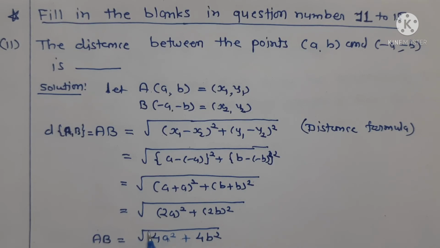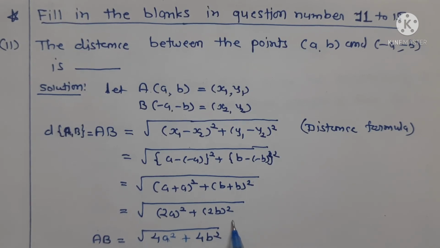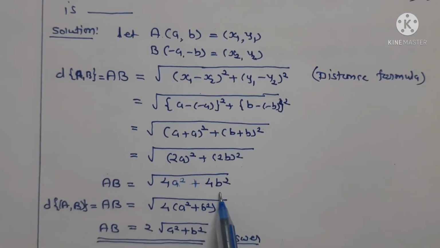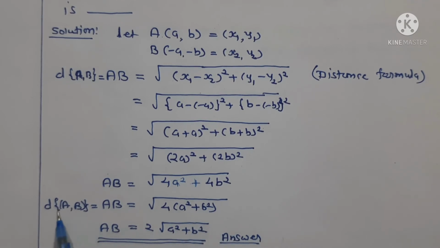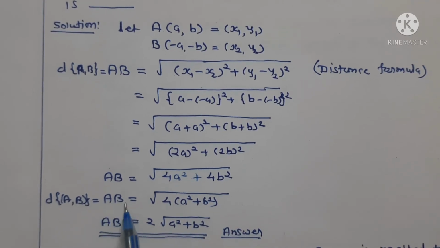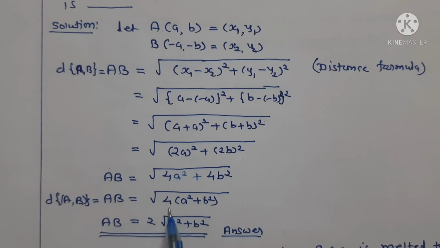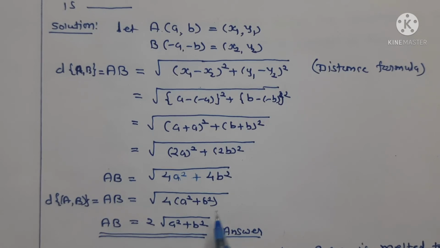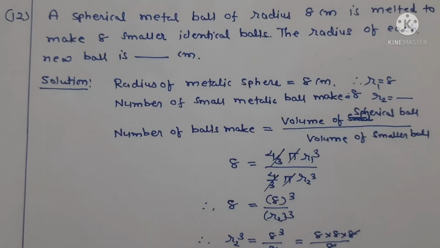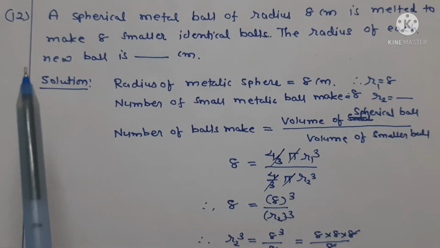Therefore AB equals square root of 4a square plus 4b square. Therefore the distance AB equals square root of 4, which is common, into a square plus b square. Therefore AB equals 2 times square root of a square plus b square. This is the answer. Now we start question number 12.